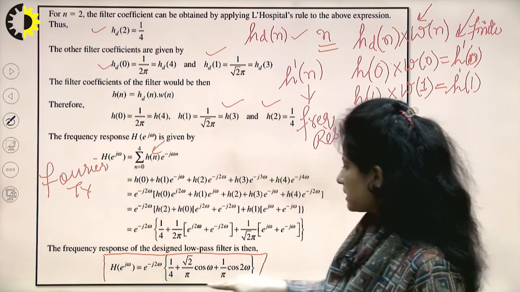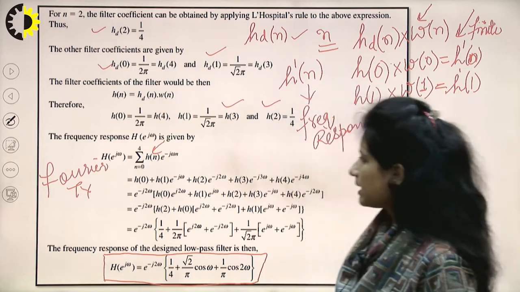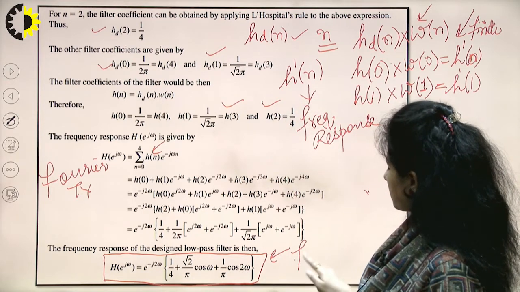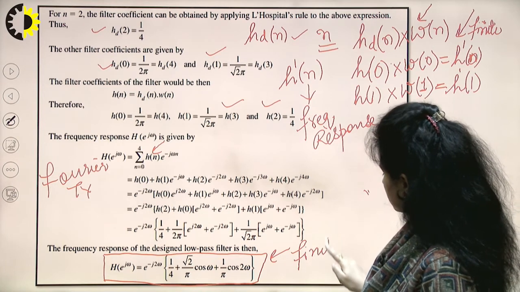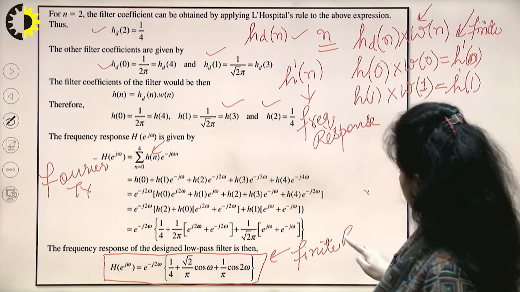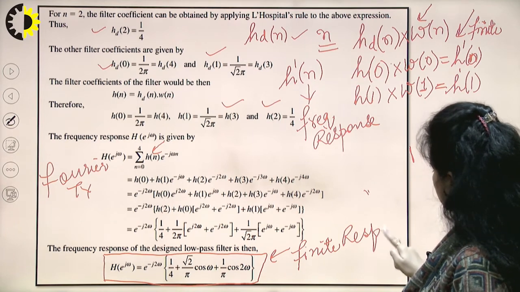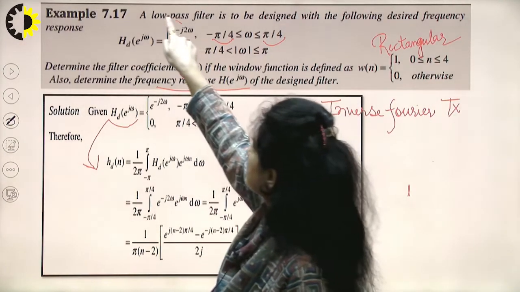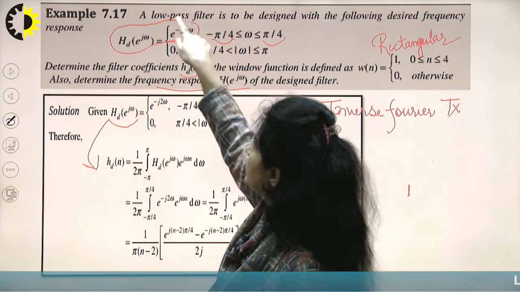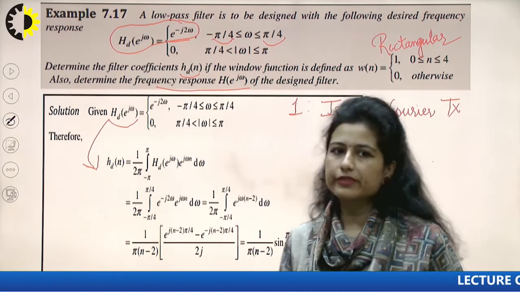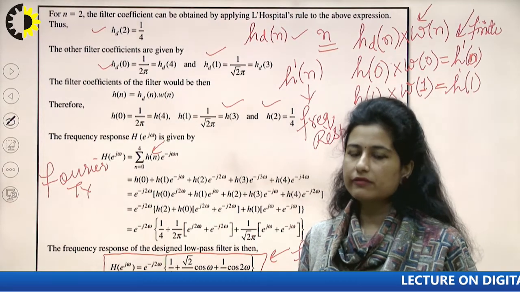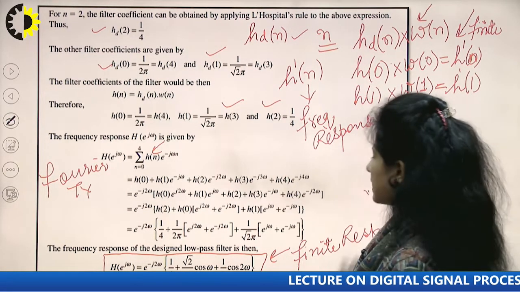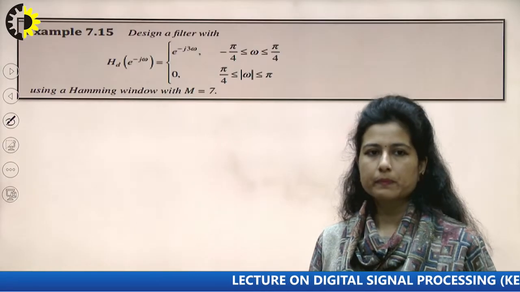So this H omega, which I have obtained after performing all these steps, is the finite response corresponding to this infinite response. So I have converted the infinite response into the finite response by simply multiplying that response with the rectangular window function.